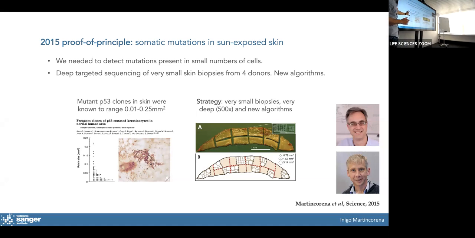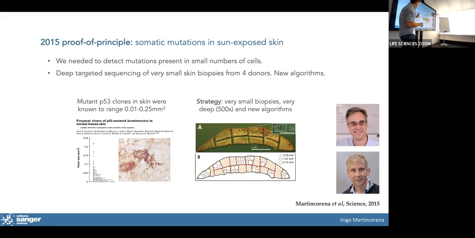We knew from studies in the 1990s that used p53 immunostaining that you can find, in normal skin of healthy people, small areas of 100 cells or a few hundred cells with mutated p53. And we knew from these studies how small these clones are, typically a tenth to 100 square millimeter in size. So very small microscopic clones. And really detecting these with standard sequencing at the time was not possible. If you were to take a small biopsy, even a millimeter biopsy of normal skin, and do 30x whole genome sequencing, you wouldn't see any of this because they are too small.